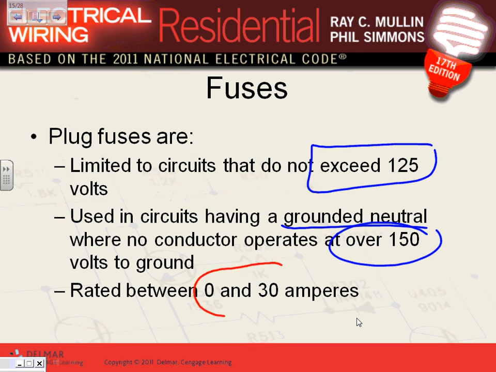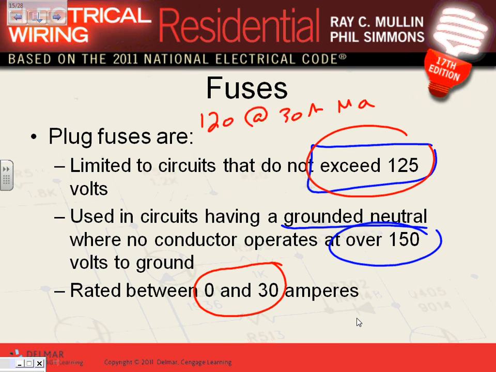Limitation number 1 is the amp. Limitation number 2 is the voltage. So these are 120 volt at 30 amp max. If you have these plug-in fuses, guys, they're limited to 120 volt, no higher, as well as 30 amp max. Any question about this? That's not what you're going to be using in commercial industrial, though.